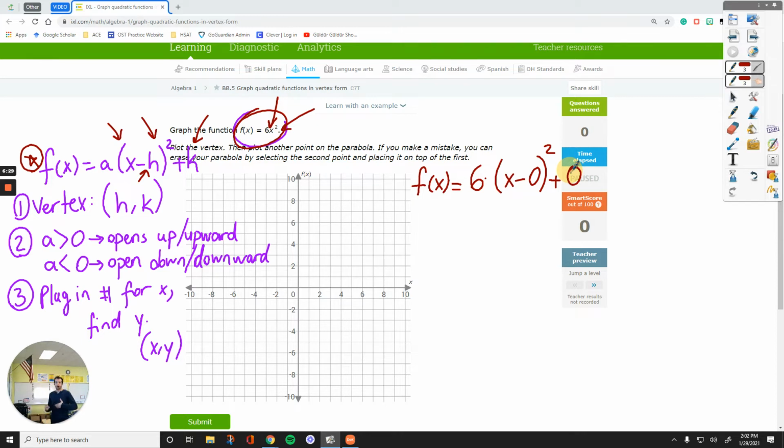So now I have everything I need. Now I can just figure out what I need to do. Step 1, find the vertex, the peak point of the graph. And let's plot it. The vertex is h is 0, k is 0.